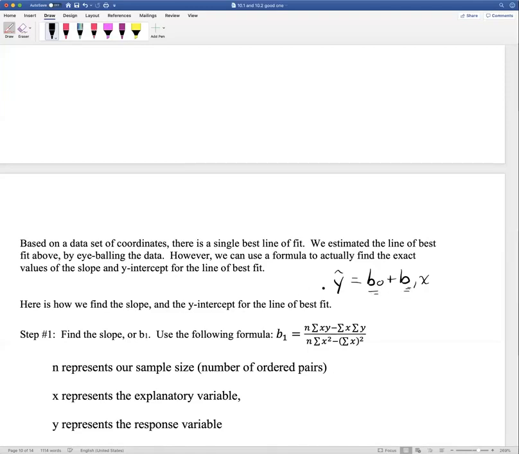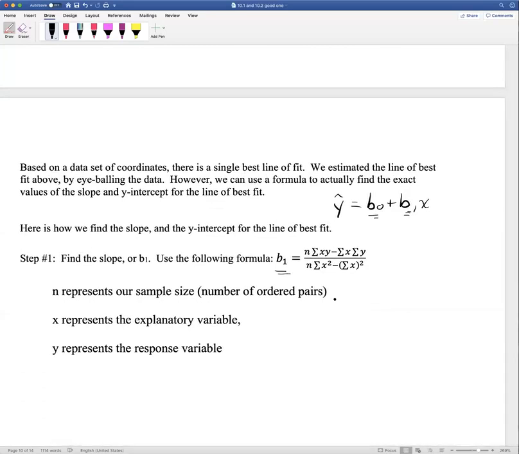If we need to find the formula for the line of best fit, the first thing that we're going to do is find b1, or find the slope. And here's how we find b1. We're going to use this equation: n times the sum of xy, minus the sum of x times the sum of y, divided by n times the sum of x squared, minus the sum of x, quantity squared.